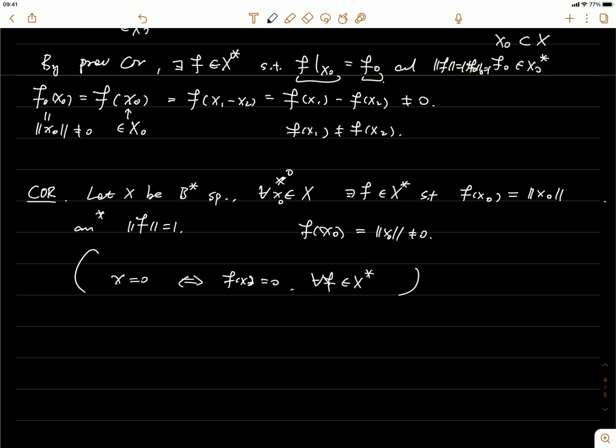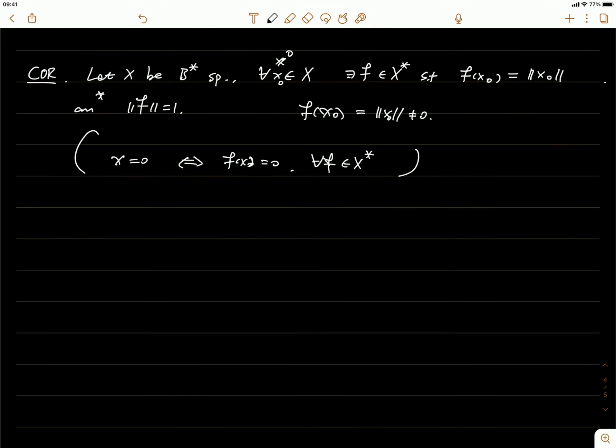Now let's consider another result or corollary from the Hahn-Banach theorem. So remember that we have a B star space. Suppose we have a B star space X, and we also have a continuous linear functional f defined on X. Now we denote by M the null space of this f, just the elements in X such that f(x) is equal to 0. So this is clearly a linear subspace of the whole space X.